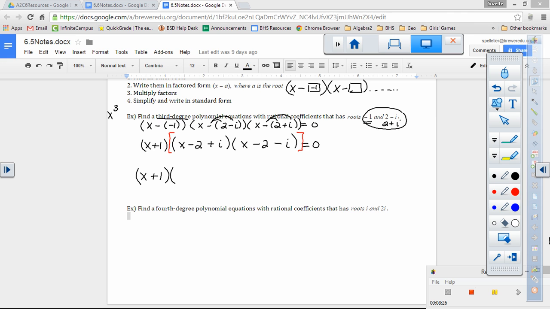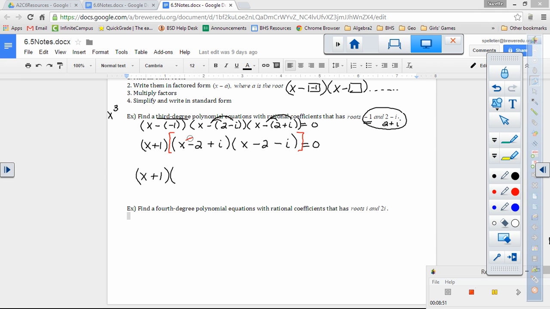So when I distribute the x, I'm going to multiply it by all 3 things in the second parenthesis. That's going to give me 3 terms. When I multiply the -2 times everything in the second parenthesis, that's going to give me 3 more terms. And then when I multiply the i times everything in the second set of parentheses, that's going to give me 3 more terms. I should have 9 terms when I'm done. I'm going to do each section in a color for you, so hopefully that will be helpful.